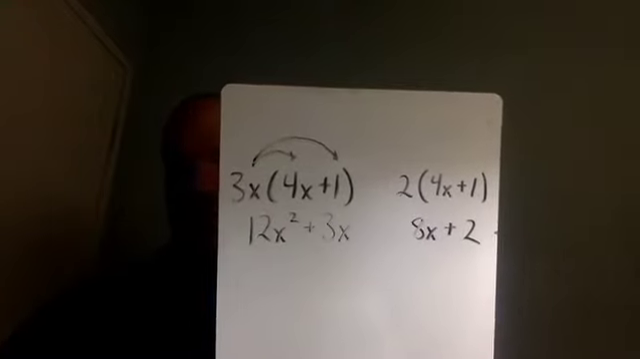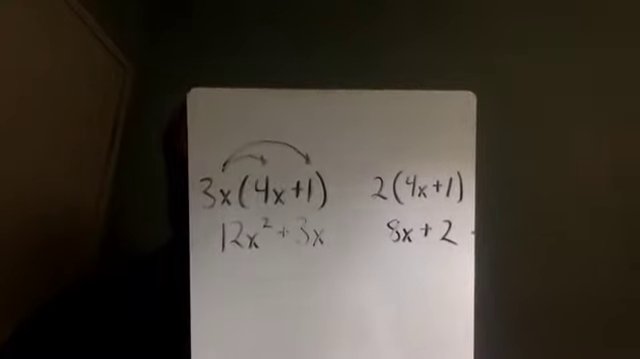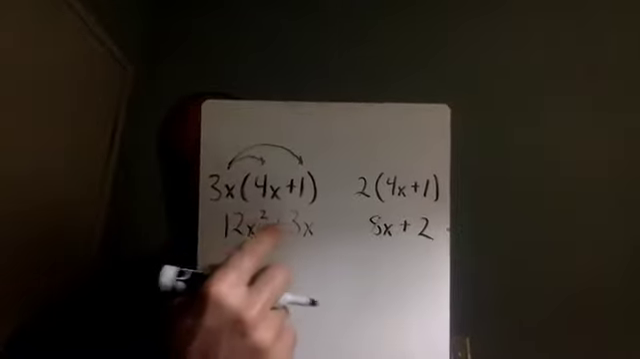Now, what the problems are going to look like today is basically you're going to have to do both of these in the same problem. So what would it look like where this is actually like two problems in one? It would look like this. 3x plus 2 times 4x plus 1.